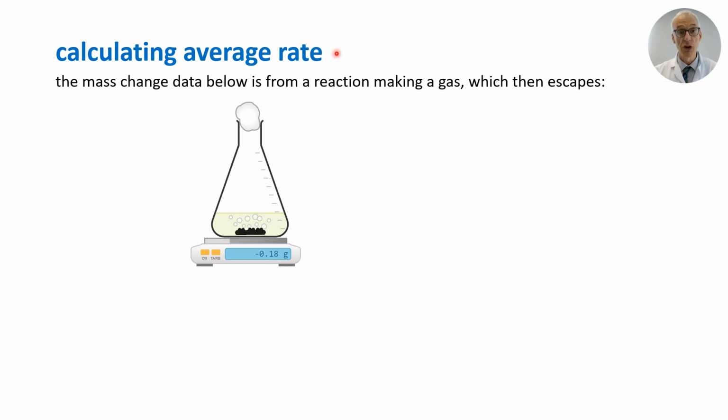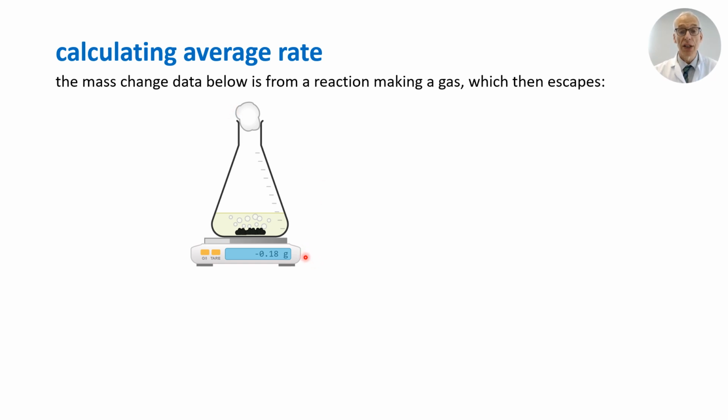Calculating average rate. We have a reaction making a gas which then escapes. So our setup would be, for example, a conical flask, a solution and a solid reacting to make bubbles of gas. The gas then escapes through a loosely fitting cotton wool.